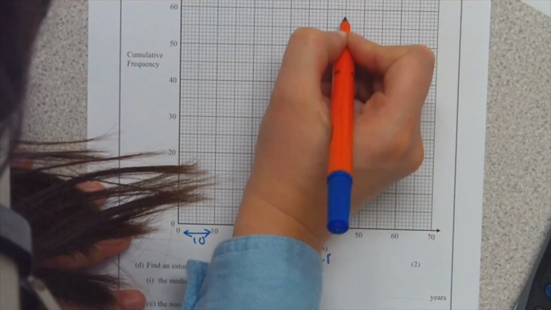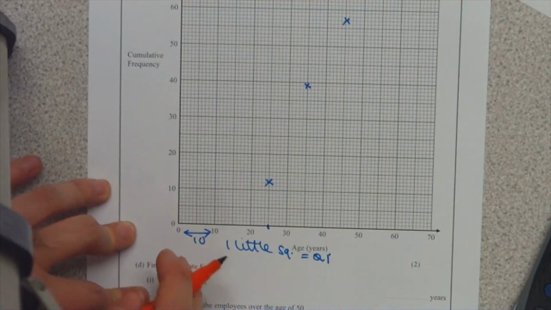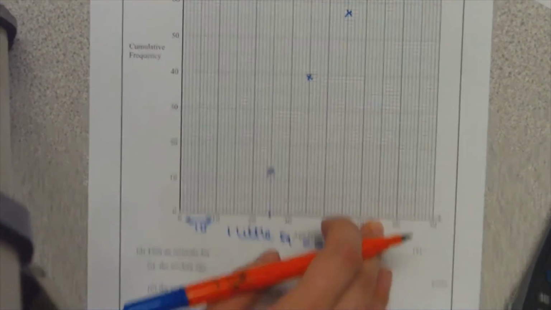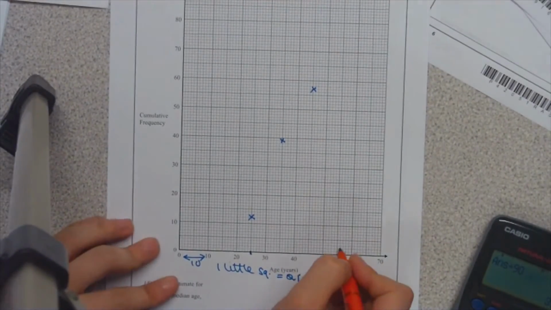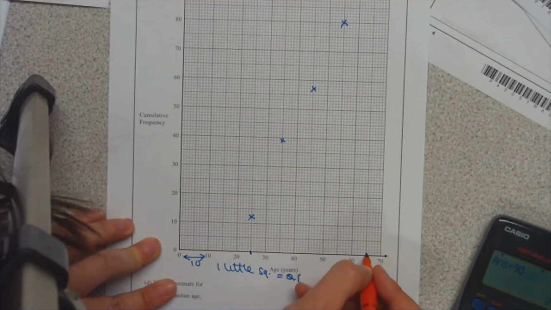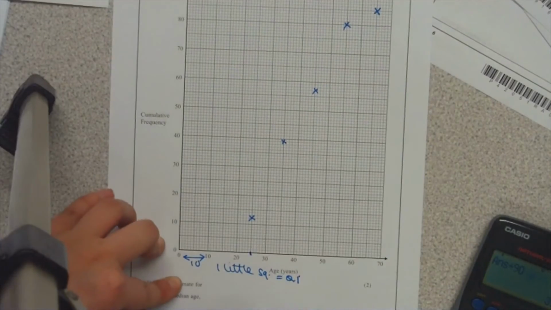Okay. I have 80 employees, 15 to 55. So across to 55 and up to 80. Find me 90 employees who are up to 65.